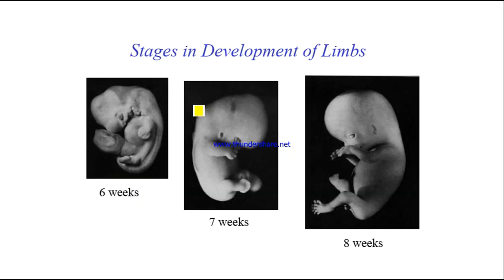So let's talk about the stages in limb development and how it looks. At 6 weeks we can see small limb buds forming, the upper and the lower limb buds. By the 7th week they're more distinct. There's still no formation in the foot region here, it's still just a plate, and the fingers are starting to show at the 7-week stage. By the time we get to 8 weeks, we're starting to see the plates becoming the digits that are recognizable as the fingers and toes.